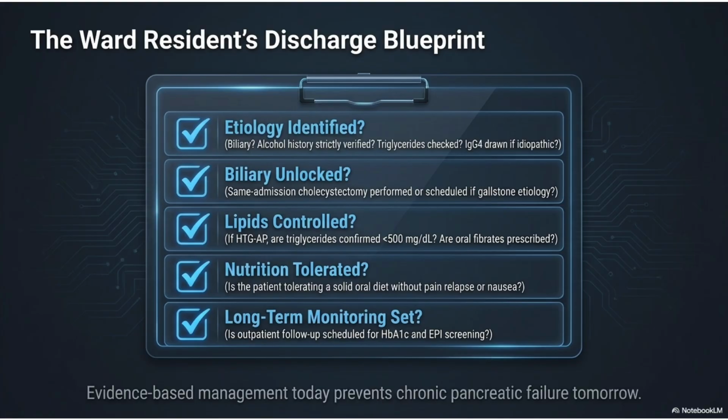All those things. Can they tolerate nutrition? If they can, early feeding is recommended these days. And fluid, also remember, you don't need to go that aggressive: 1.5 to 3 cc per kg per hour of LR is what you can start off with, and see how the patient progresses. Long-term monitoring as an outpatient, follow up of their A1C, see if they're developing diabetes or not, and other stuff.